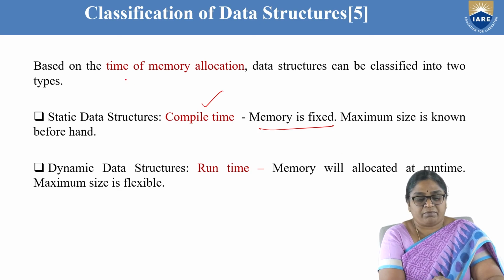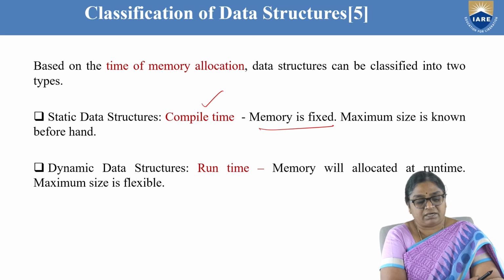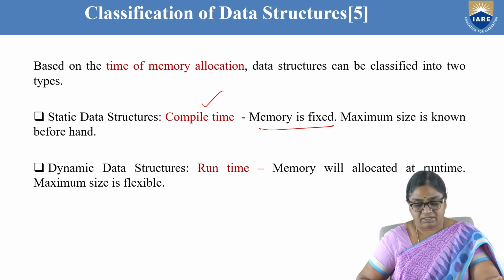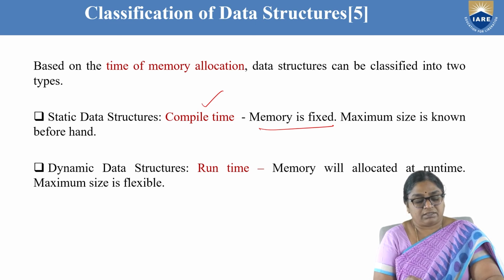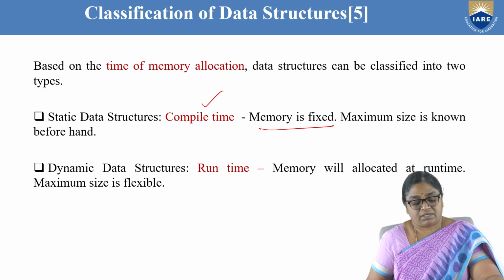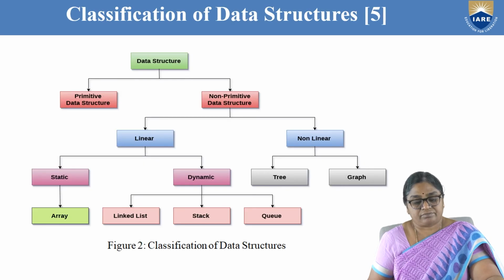So based on the time of memory allocation, we can classify data structures into two things: static and dynamic data structures. Static data structures can be implemented using arrays, and dynamic data structures can be implemented using pointers and linked lists.